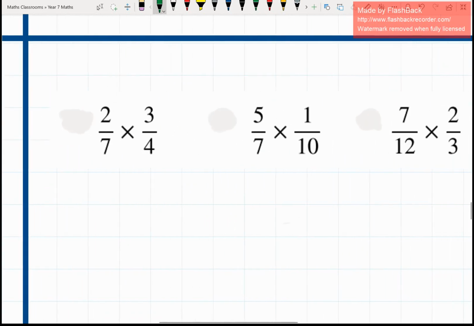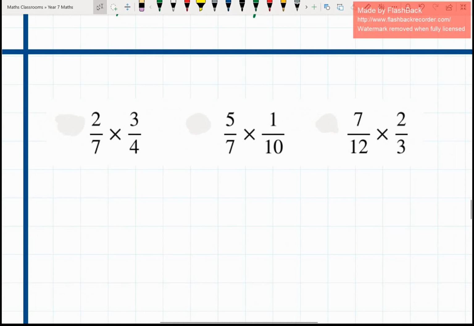Give these ones a go, please. You've got 3 questions there. Give them a go. A little tip would be, I can definitely see some cancelling out here. Okay, so make sure we cancel those out as we go. Hopefully you've had a chance to do all those now.